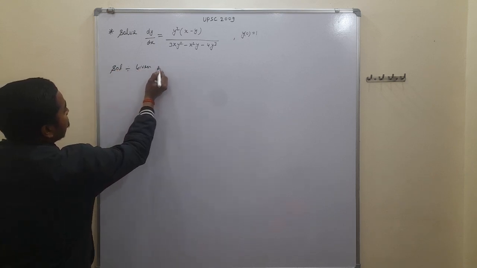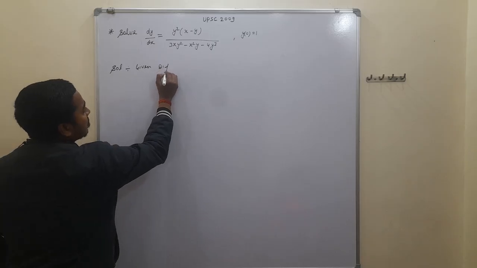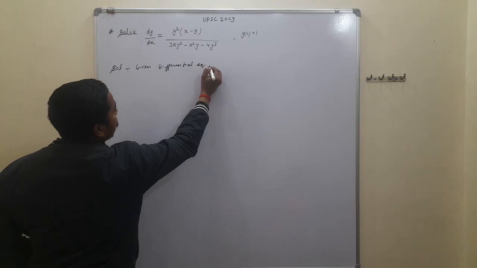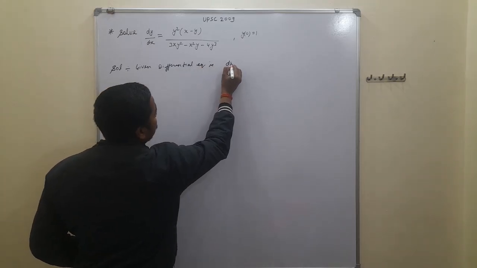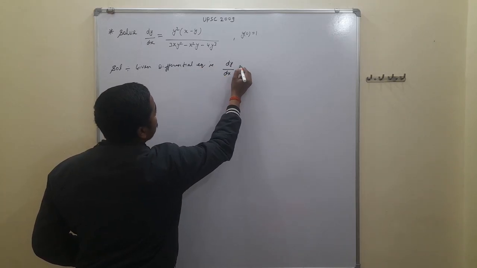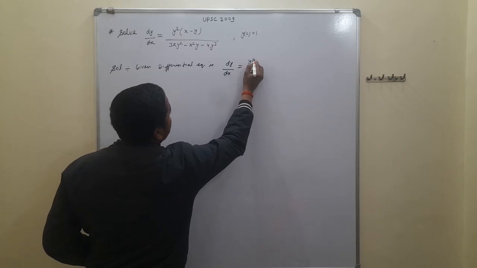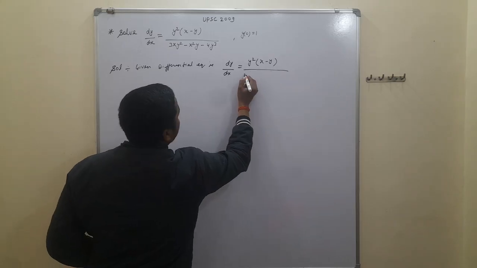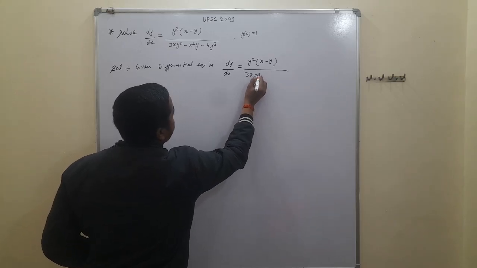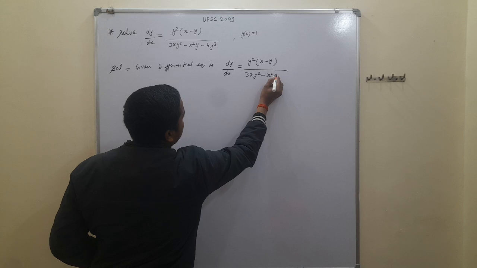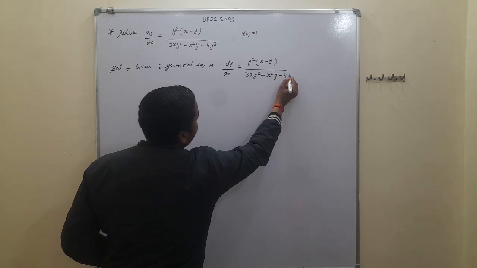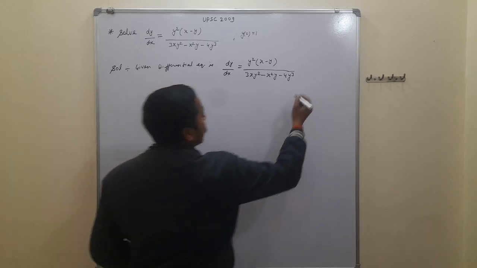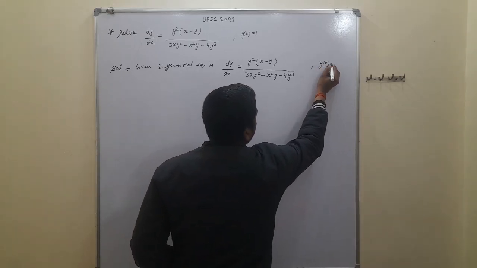The given differential equation is dy/dx = y²(x − y) / (3xy² − x²y − 4y³), and the condition is given: y(0) = 1.